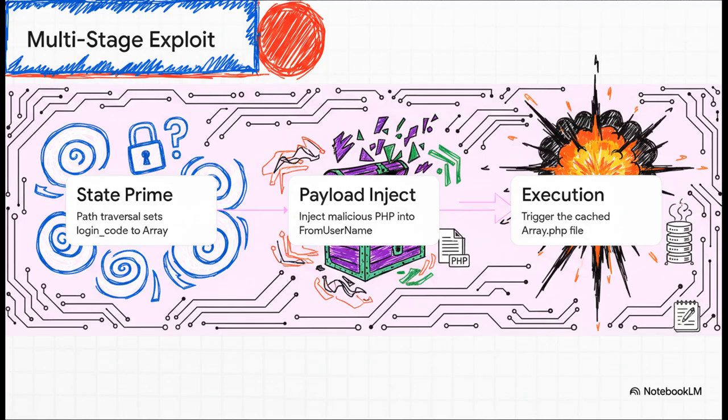Step 2, payload injection. Since the state is primed, a second request can sneak malicious PHP code straight into the from username field. The app unknowingly saves this right into a new file called array.php. Finally, step 3, the execution. The attacker just triggers that freshly cached file. It's a brilliant chain of input processing failures that hands over arbitrary OS command execution.